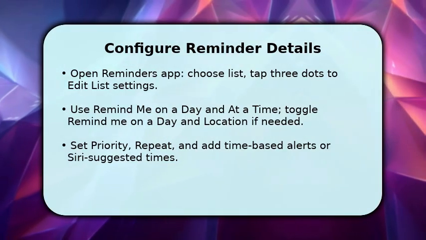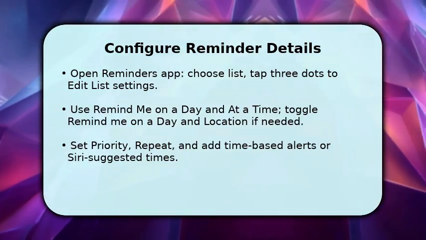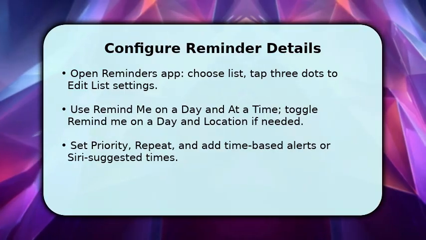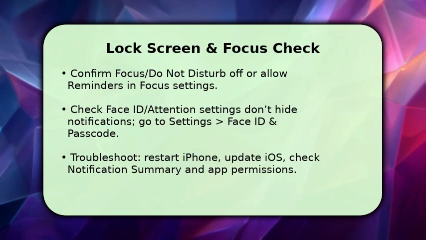Choose priority and repeat so alerts persist. Once set, notifications created with times will be delivered to the lock screen. Finish by ensuring the lock screen will actually display those notifications.